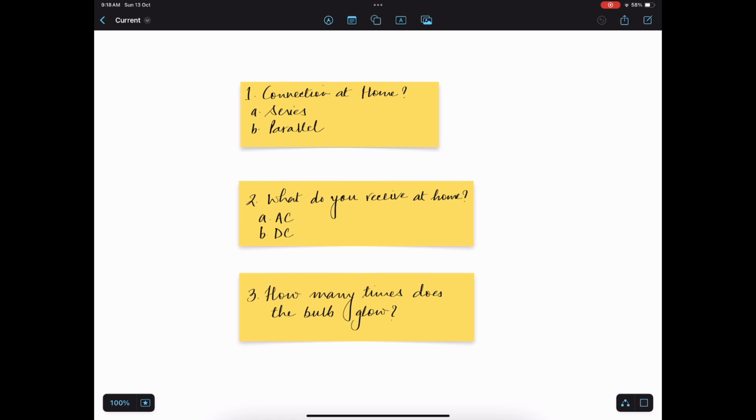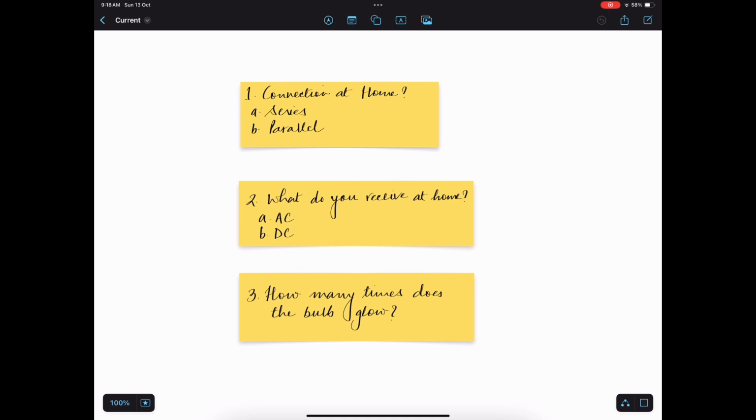What kind of a connection do you have at your home? A series connection or a parallel connection? In series connections, the current remains the same and the voltage changes, or the voltage adds up. In parallel connection, the voltage remains the same and the current adds up. So in our case, we receive constant voltage and our current increases with the addition of each appliance. Therefore, I would say at our home, we have the parallel connection.